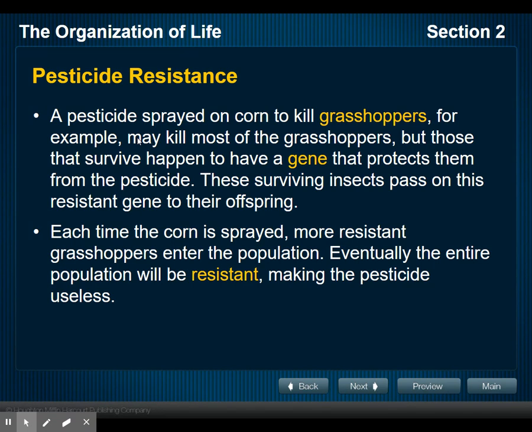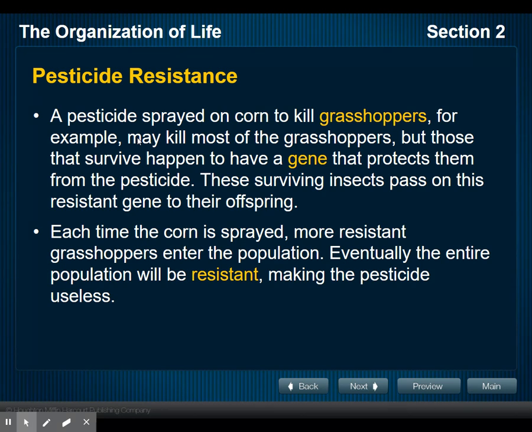So pesticides sprayed in corn to kill grasshoppers kill most of the grasshoppers, but it leaves behind a few that have that gene that protects them from the pesticide. And they pass that resistant gene on to their offspring. Every time you spray the corn, more resistant grasshoppers get in the population, so eventually the pesticide doesn't work at all, or we have to use such a high dose of it that it hurts the animal or the crop. So this is called resistance. And we find this all the time.